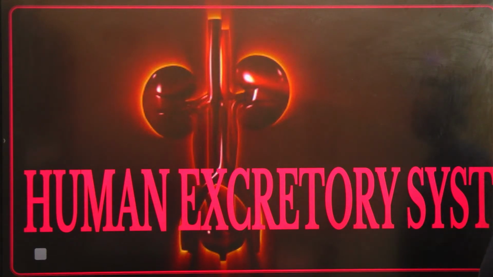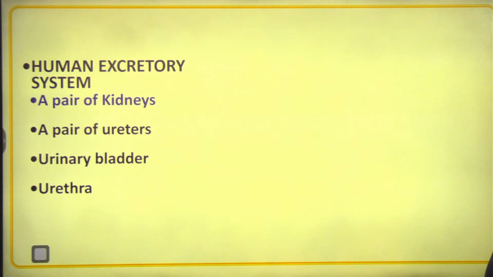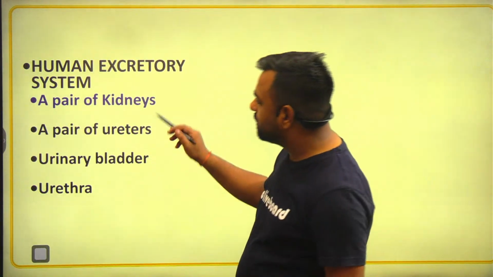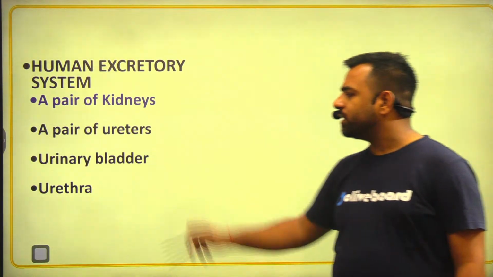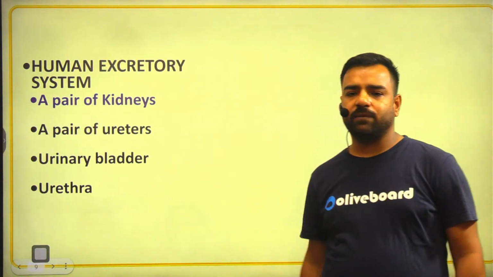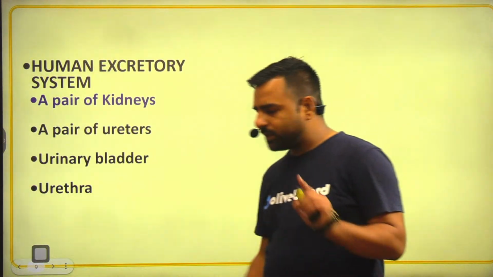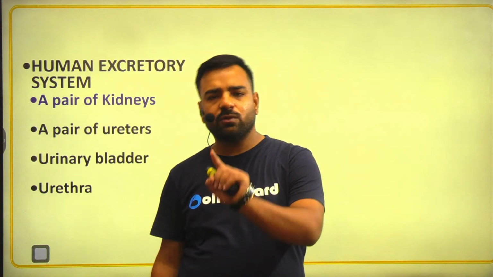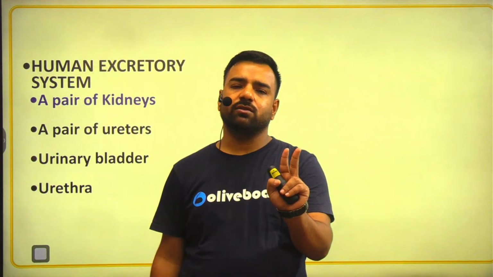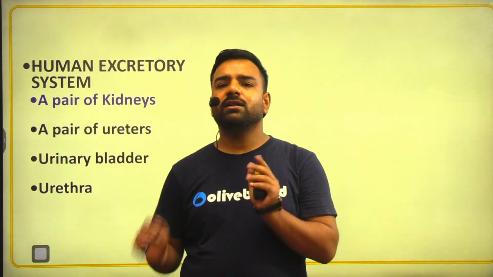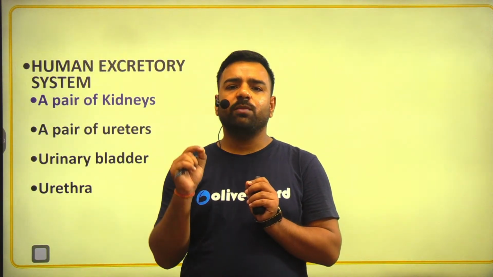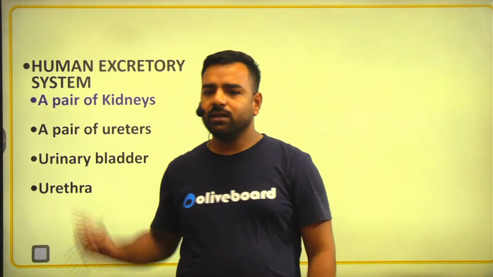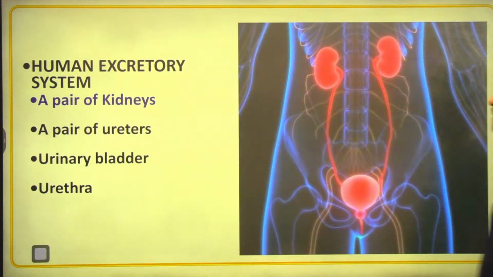So it's the time for the human excretory system, and what was included there as discussed. Here we have a pair of kidneys, a pair of ureters, the urinary bladder, and finally the urethra. For the males, the urethra is common for the passage of sperm and also for the passage of urine. So in males, please remember, the urethra serves as a common pathway for both sperms and the urine.